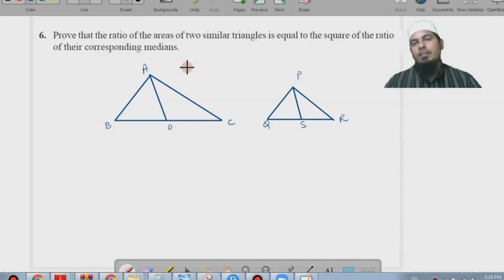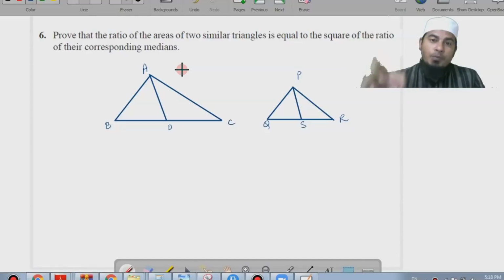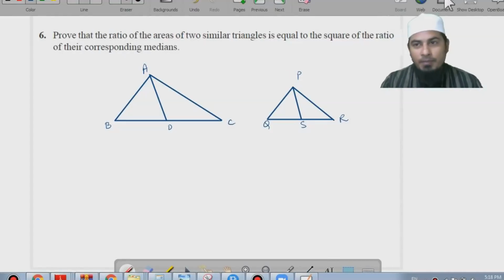Welcome to this video of exercise based upon areas of similar triangles. Prove that the ratio of the areas of two similar triangles is equal to the square of the ratio of the corresponding medians. As we have learned, the theorem for the ratios of areas of two similar triangles is like this: the ratio of the areas of two similar triangles is equal to the square of the ratio of the corresponding sides. We need to prove that the medians of the two similar triangles are also proportional to the sides. Let us do that. If we prove that, our problem is complete.